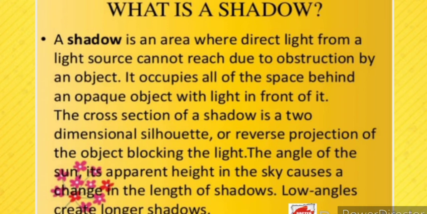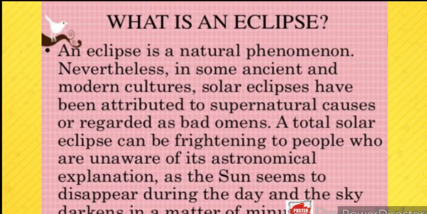The next topic that we have is an eclipse. First of all, we'll see what is an eclipse, then we'll see the examples. An eclipse is a natural phenomenon. Nevertheless, in ancient and modern cultures, solar eclipses have been attributed to supernatural causes or regarded as bad omens. A total solar eclipse can be frightening to people who are unaware of its astronomical explanation, as the sun seems to disappear during the day and the sky darkens in a matter of minutes.